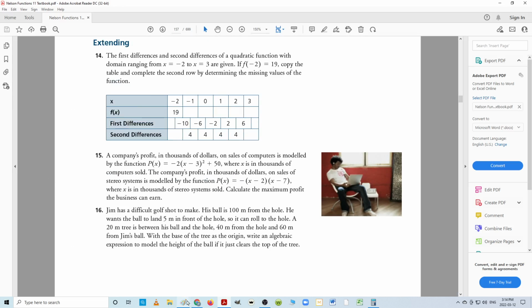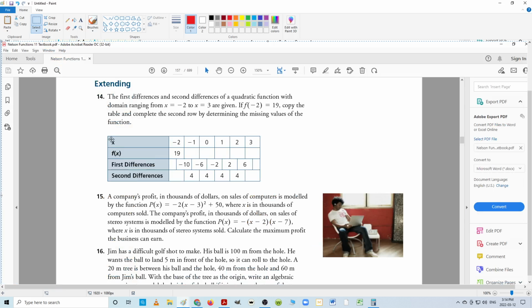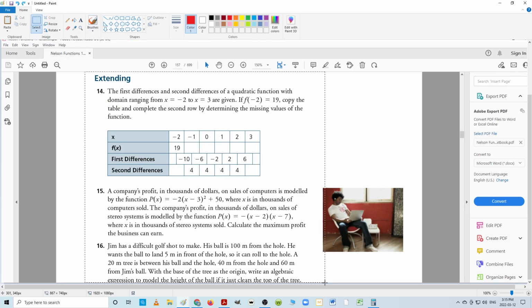Might as well finish it off. The first and second differences of a quadratic function with a domain and range of this are given. So in this case, they've limited the domain and the range. So you have to keep that in mind.